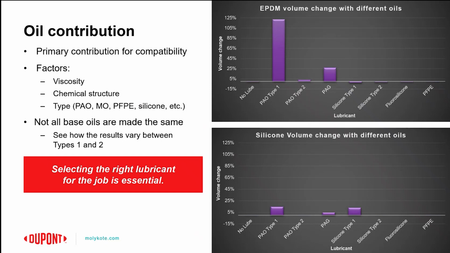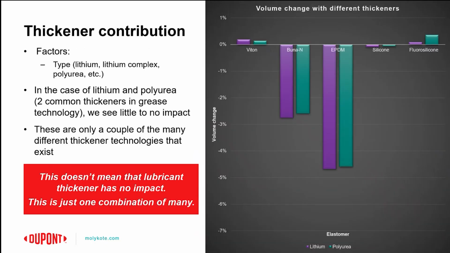And then with silicones, silicones typically don't perform well, but you can see our silicone type 1 had bad performance, but then our silicone type 2 from a volume change perspective had almost no volume change, even outperforming the PAO type 1. Focusing on the thickener, we looked at the exact same formulation with a lithium versus a polyurea.